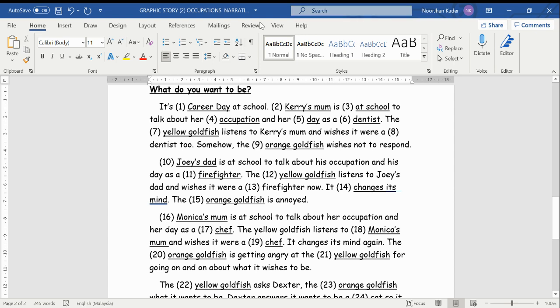Okay, what do you want to be? It's career day at school. Carrie's mom is at school to talk about her occupation as a dentist. The yellow goldfish listens to Carrie's mom and wishes it were a dentist too. Somehow, the orange goldfish wishes not to respond. Joey's dad is at school to talk about his occupation and his day as a firefighter. The yellow goldfish listens to Joey's dad and wishes it were a firefighter now. It changes its mind. The orange goldfish is annoyed.